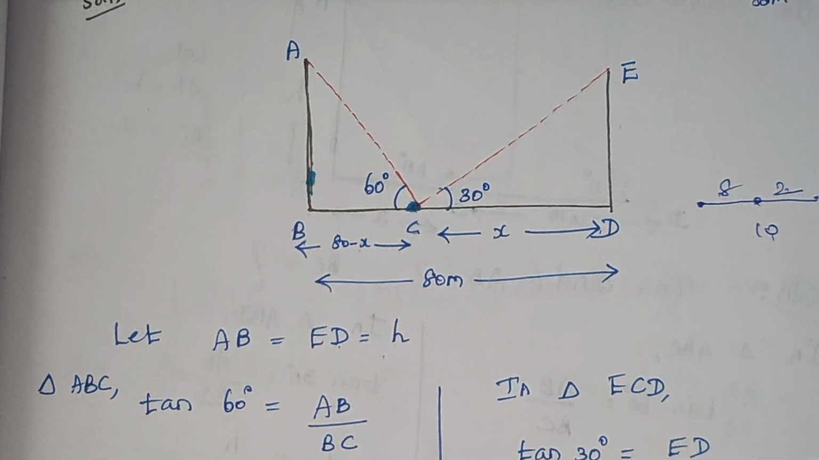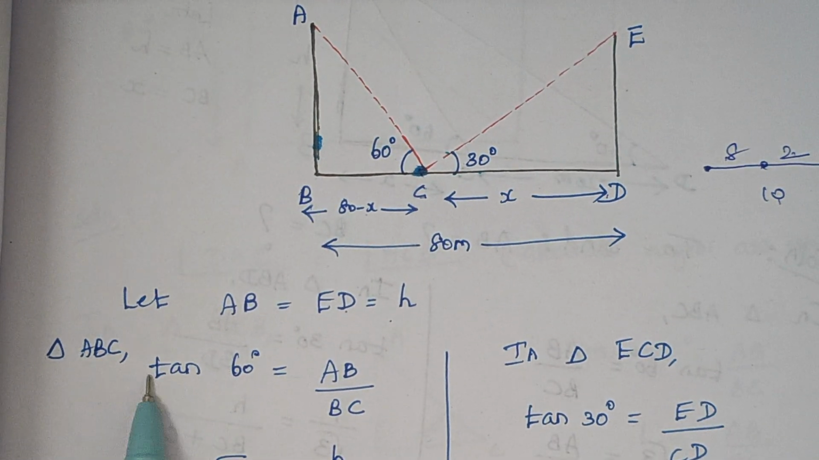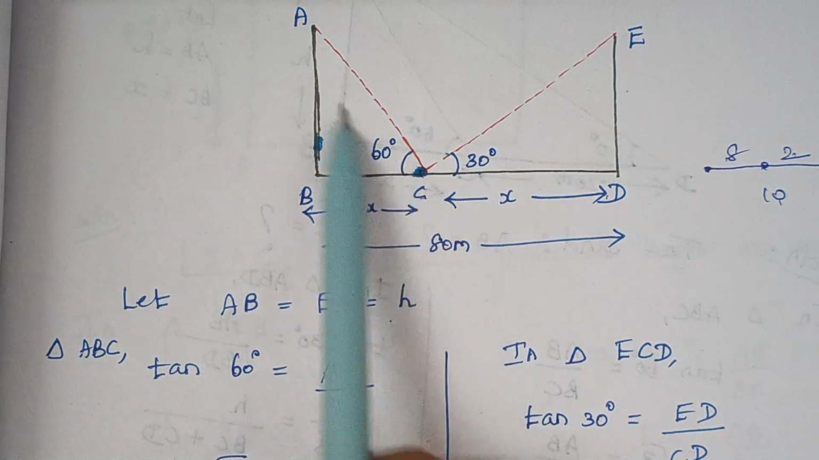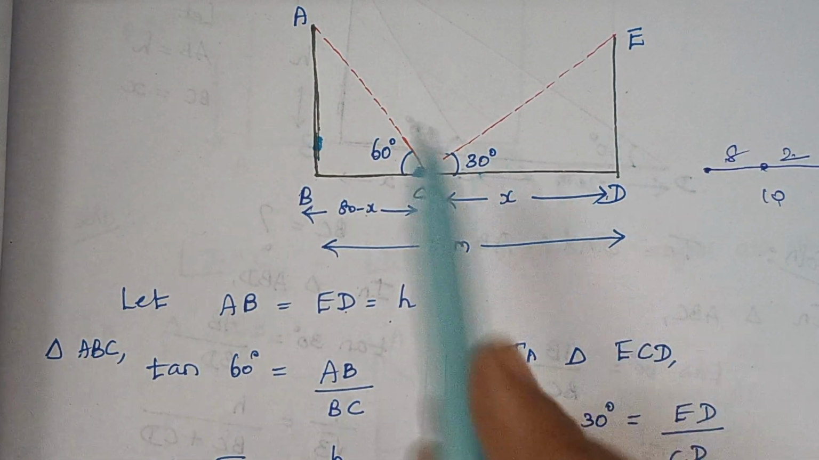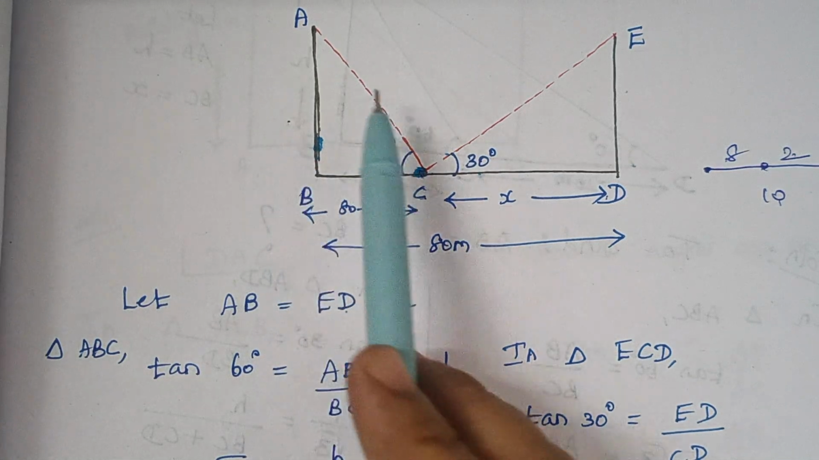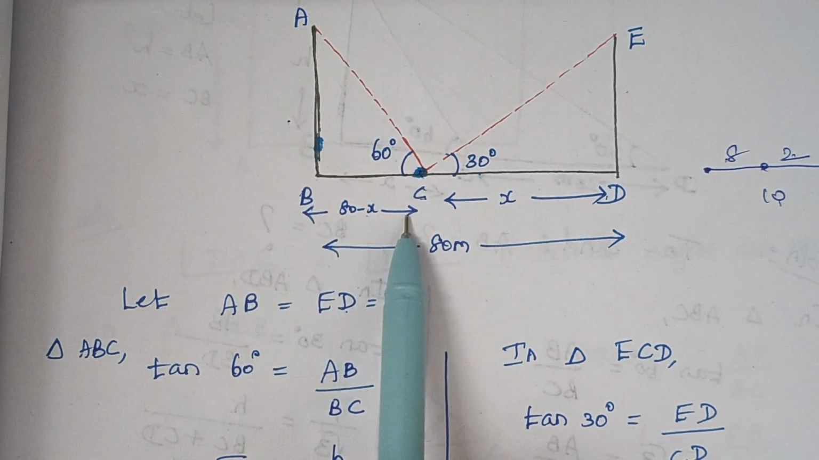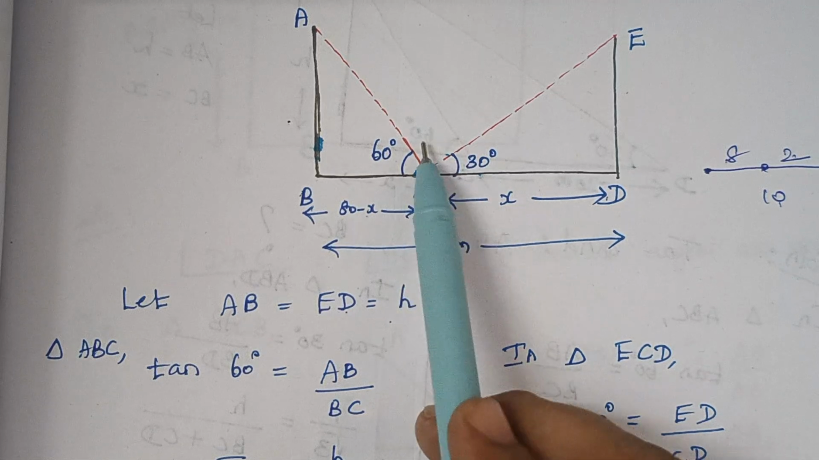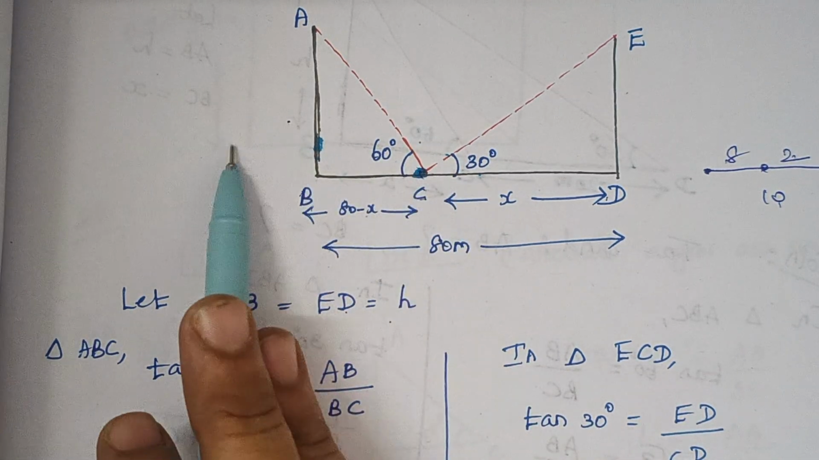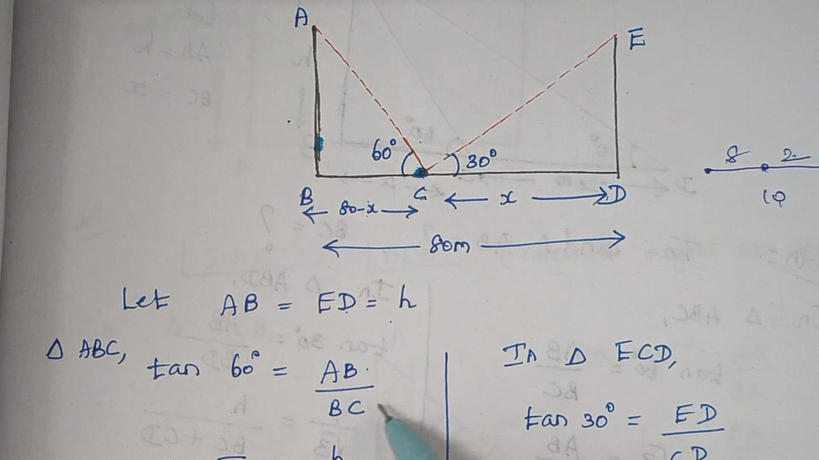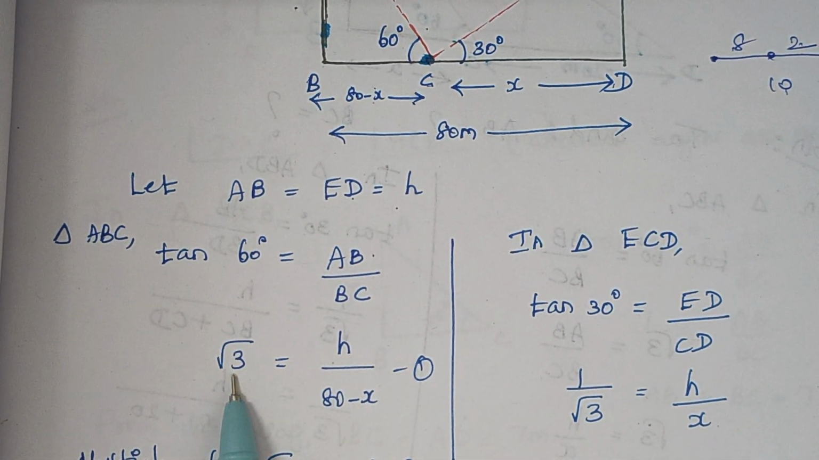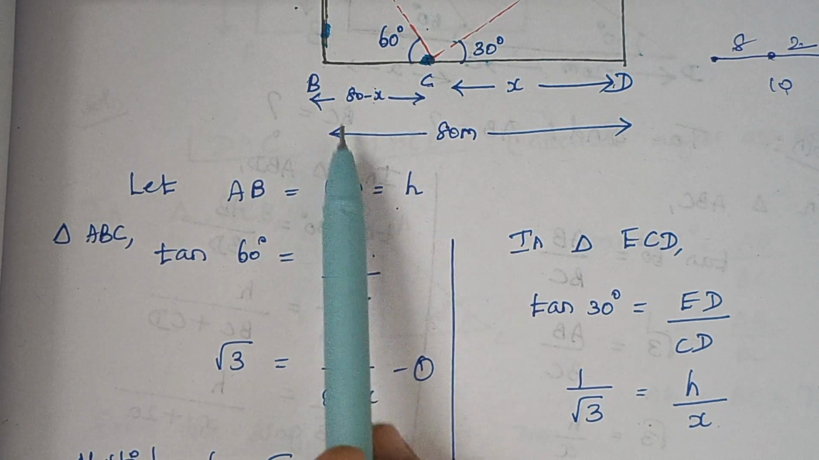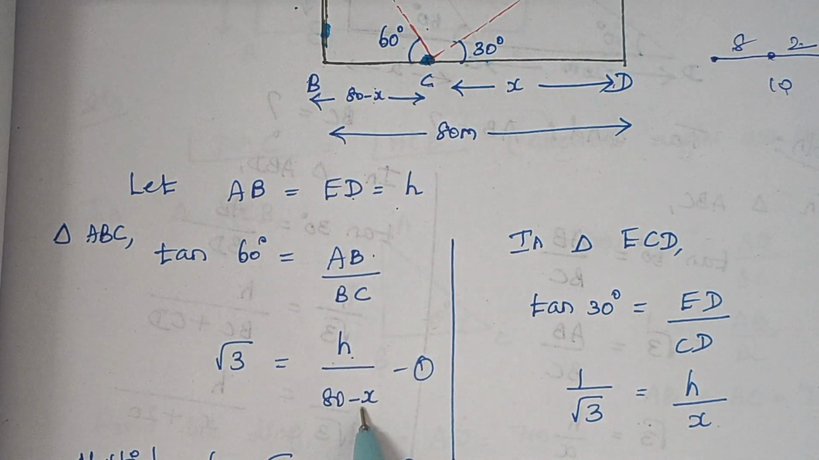Now the thing is, we are considering the triangle ABC. First we are considering this triangle. Here I am taking tan because I need to find this opposite side, and already I know the value of the adjacent side. So tan 60 degrees is equal to AB by BC. Just substitute the values. Tan 60 is root 3, AB is nothing but H, and BC is 80 minus x. Name it as equation 1.